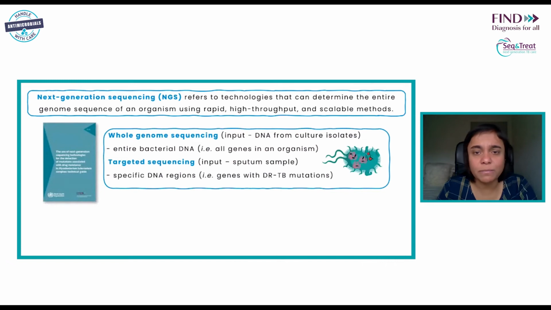Whole genome sequencing, as the name suggests, is used to determine the entire DNA sequence of an organism. In the case of Mycobacterium tuberculosis, whole genome sequencing works best with bacterial DNA extracted from culture isolates. Targeted sequencing is used to determine the sequence of specific regions in the genome when whole genome sequencing is not possible or required. As this method involves amplification of regions of interest in the DNA, it can work directly with DNA extracted from sputum samples and is therefore more suitable for molecular DST.